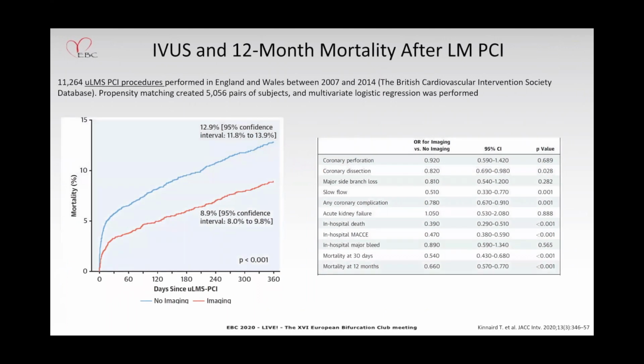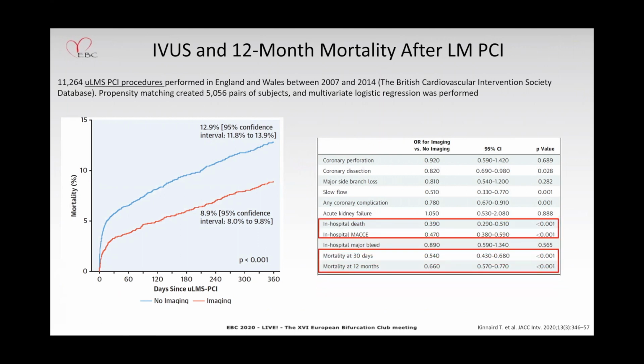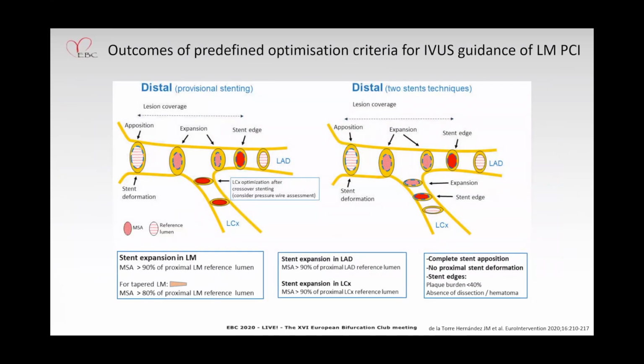Another study with a big number of patients, more than 11,000, and the data come from the British Cardiovascular Interventional Society database. They found that in unprotected left main stenting, the use of IVUS significantly reduced mortality, and what is really interesting is that this benefit was observed very early in the in-hospital phase, but also after 30 days and 12 years.